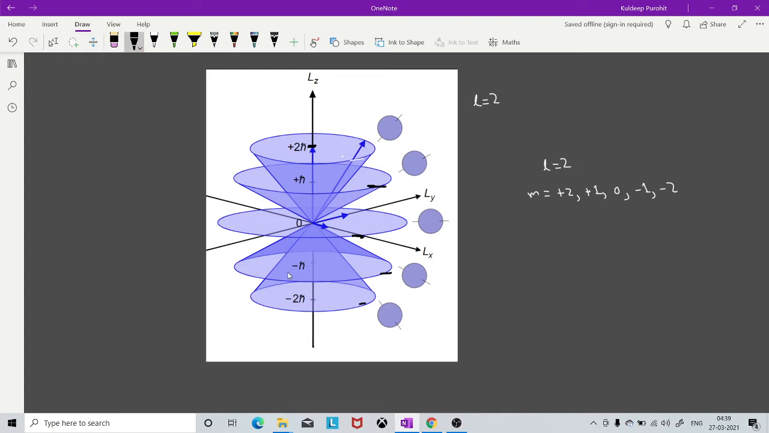So this actually represents the possible orientations. You can see that these are the three axes: this is the Lx coordinate, this is the Ly coordinate, and this is the Lz. So these are the possible projections of the angular momentum, and this is how it looks. This is the Lz axis, where these are all the projections of the angular momentum.